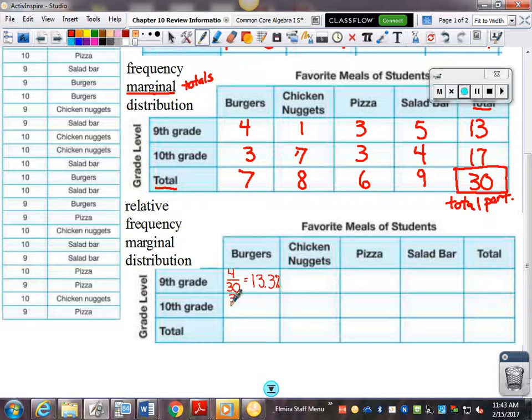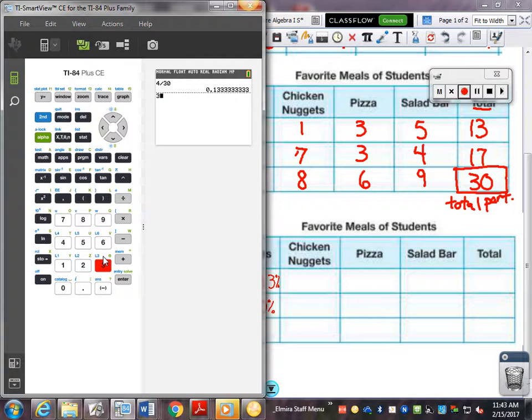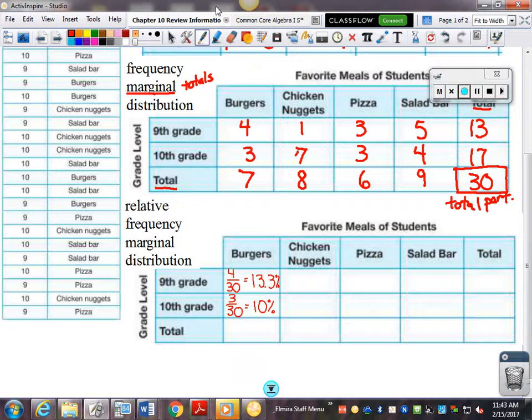3 out of 30, that's 10%. Again, you're just going in your calculator and dividing 3 divided by 30. That's one I know in my head. That's 0.1. Move the decimal over 2 times, 10%. Okay.